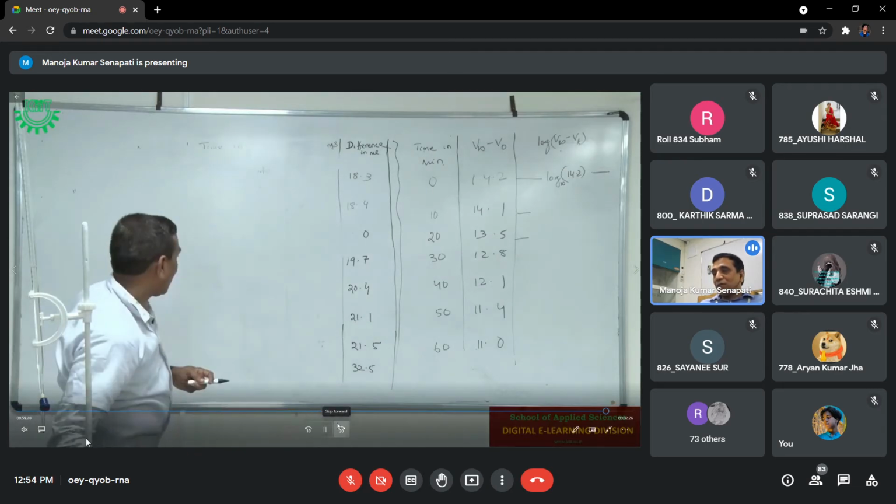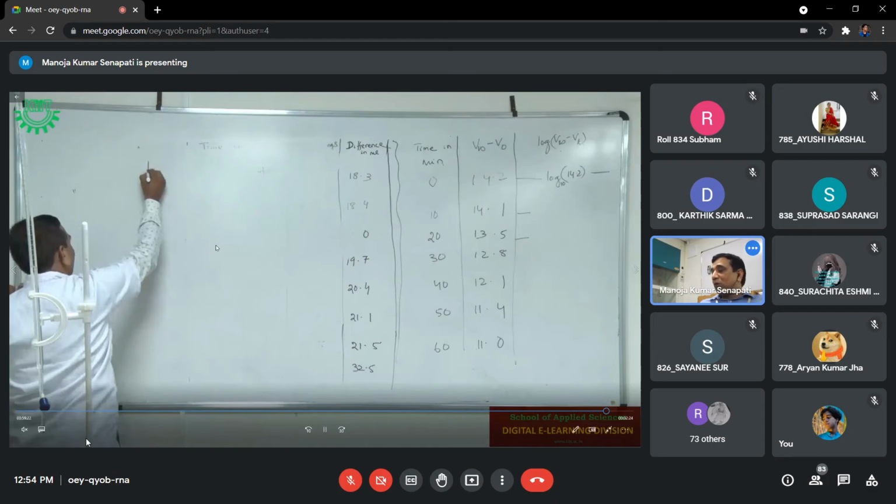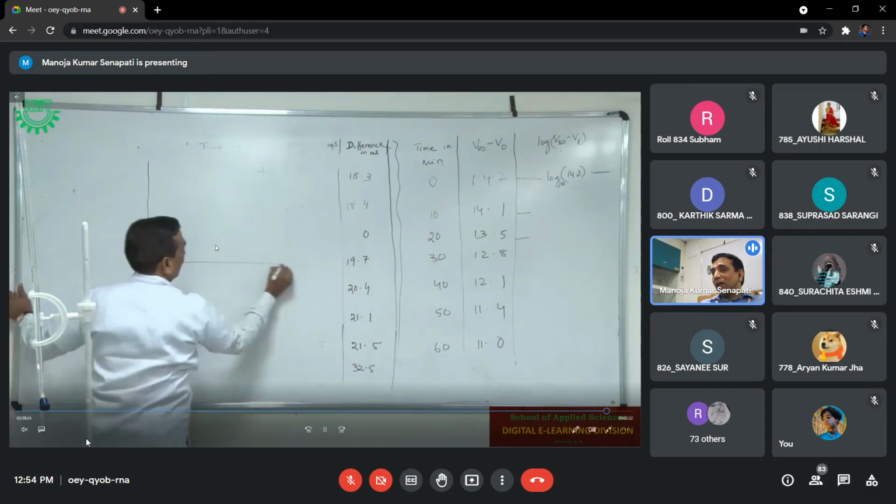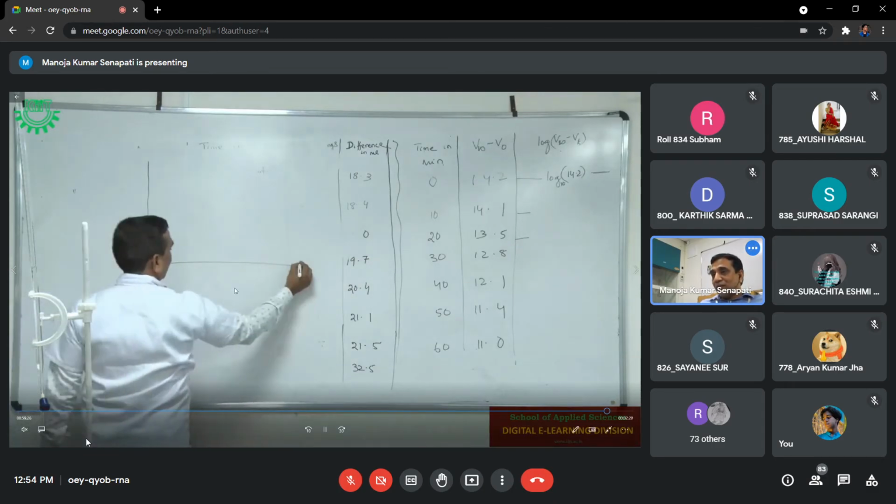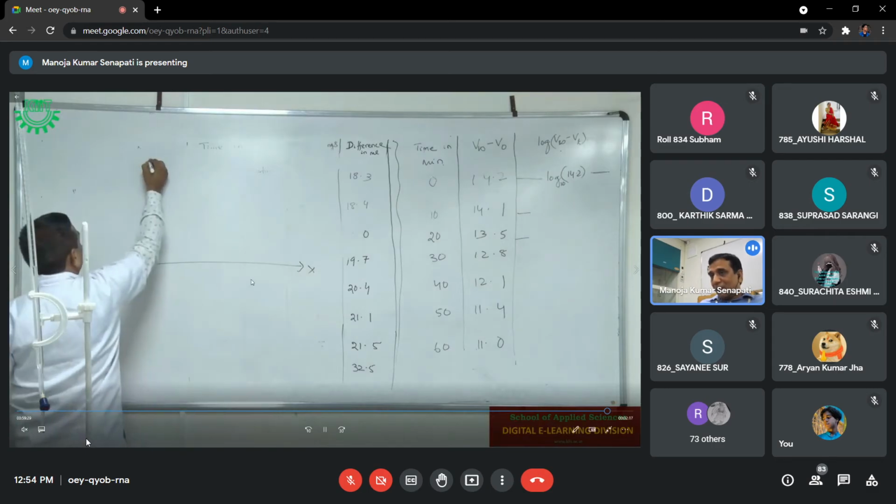Then how to plot the graph? You see. You are going to find the value of k by the graphical method. On this side you will take time in minutes.